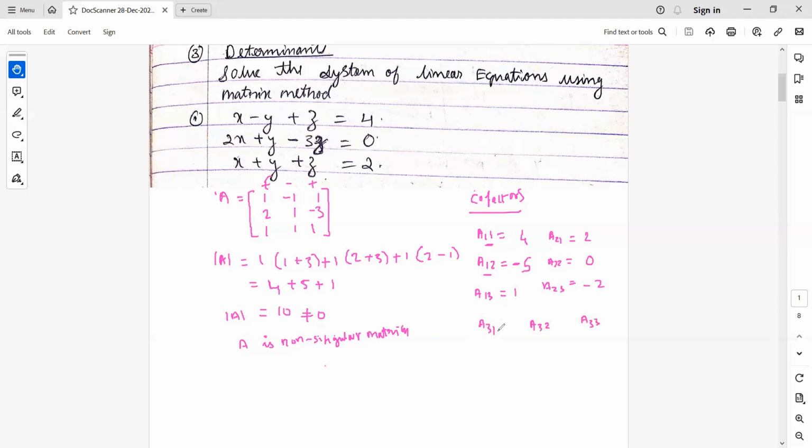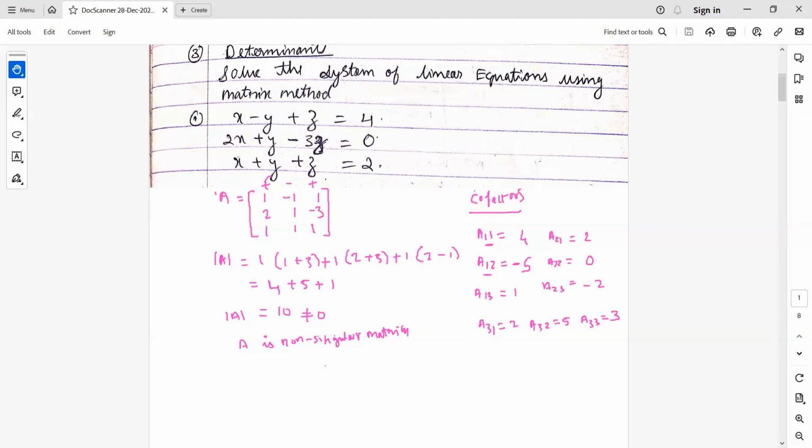So we need to calculate the cofactors of all the 9 elements. This will be equal to 2. A32 will be equal to 5, and then A33 will be equal to 3. Okay, so we have calculated the cofactors, and then we need to write the adjoint now.